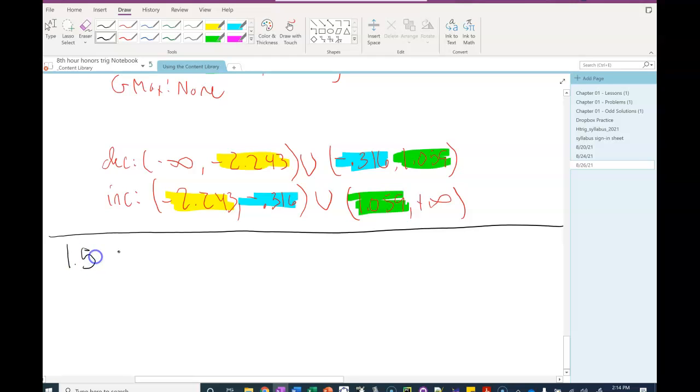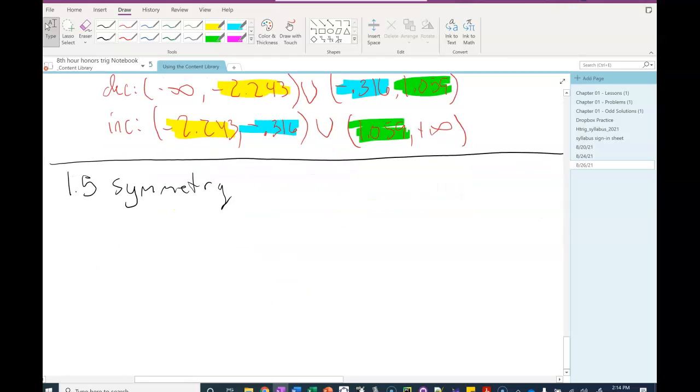The next section is all about symmetry. Again, symmetry is another descriptor of a function, so that's a type of property the function may or may not have, just like increasing and decreasing. Some functions are all just increasing, or might all be decreasing, or might have some parts that are both. Symmetry is an all or nothing one.